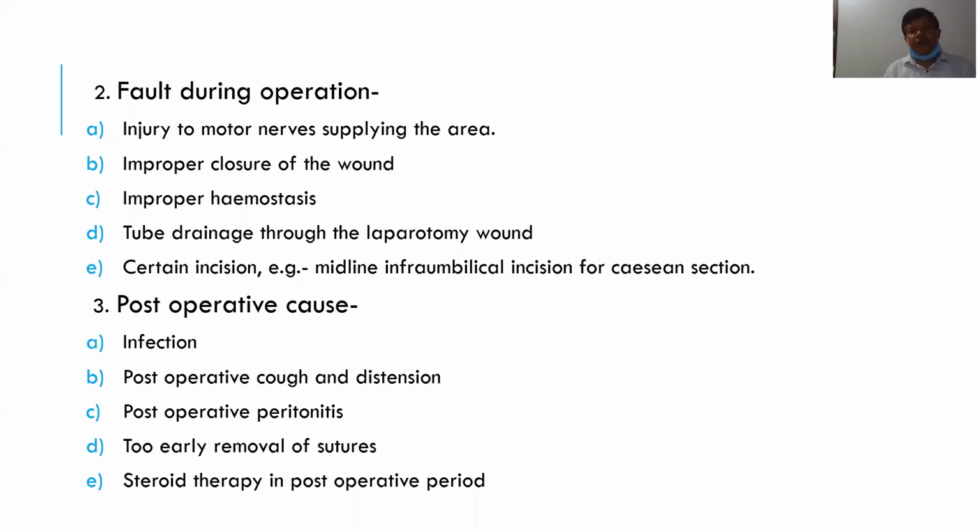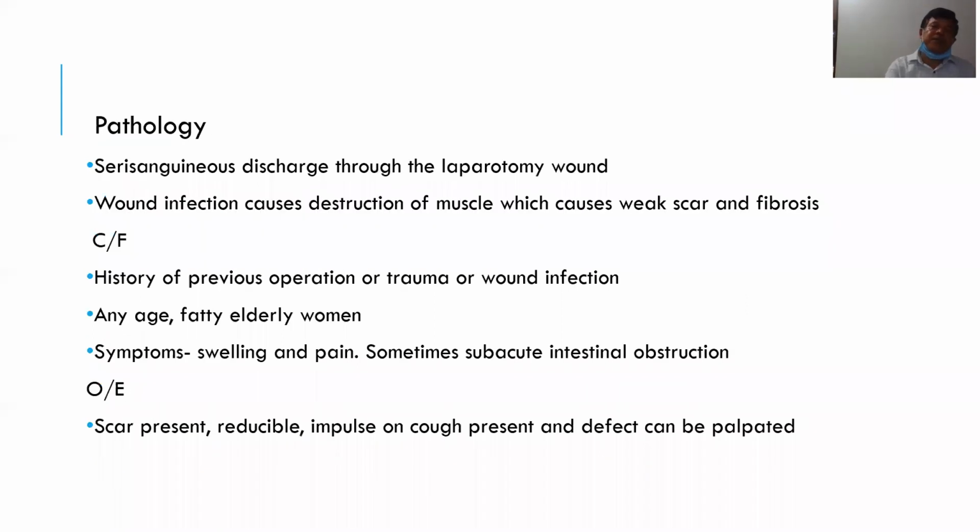Then postoperative causes, among those may be wound infection, postoperative cough and distension, peritonitis, too early removal of the sutures, as well as steroid therapy in the postoperative period. All these factors may help in the development of incisional hernia in the postoperative period.